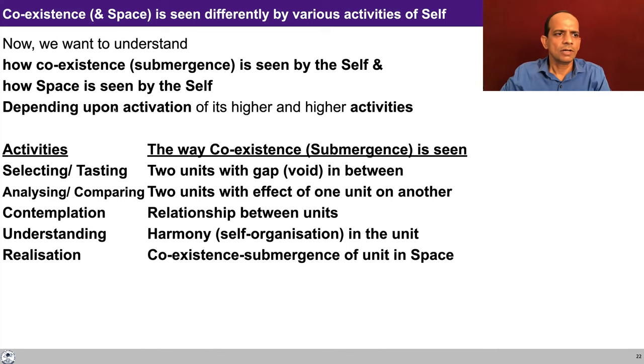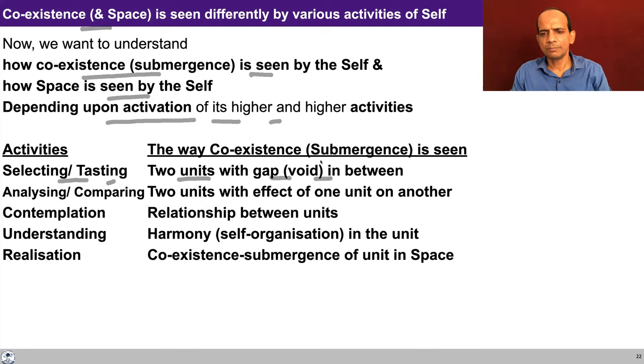So now we need to observe how the coexistence and space is seen differently by different activities of the self. So now we want to understand how coexistence, that is submergence, is seen by the self, and how space is seen by the self, depending upon the activation of its higher and higher activities. So if you look at the activities here, say selecting and testing. So what do I see at the level of selecting and testing when it comes to observe the space or the coexistence? So I'm able to see two units with gap, that is void in between, isn't it?